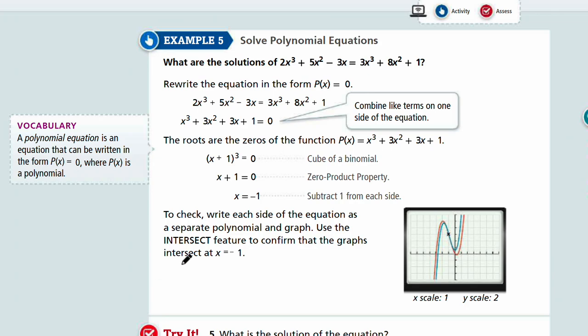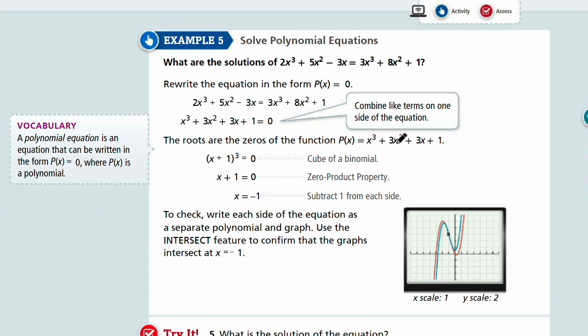You're going to first rewrite the equation and simplify so that we can write it in the form of p of x equals 0, so it's easier to solve. So move everything to one side and combine like terms, and you'll find that this is an equation that's equal to x. And then you can find the zeros of the function p of x, where this is your polynomial.